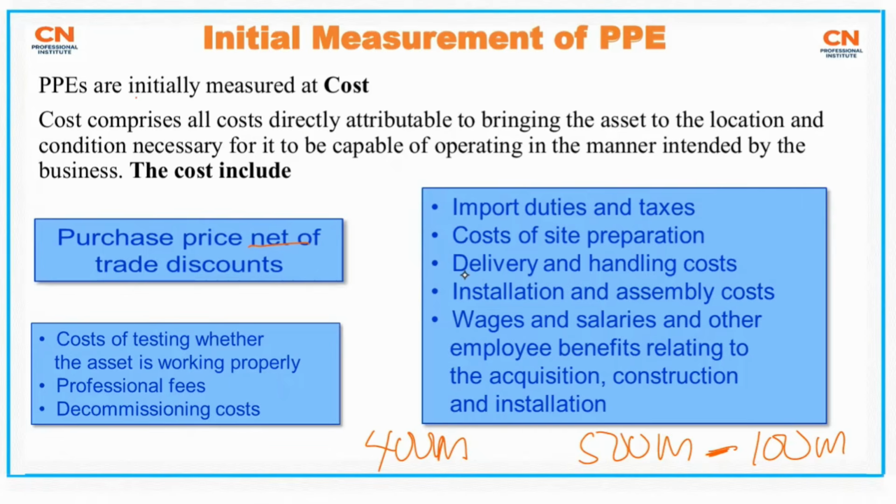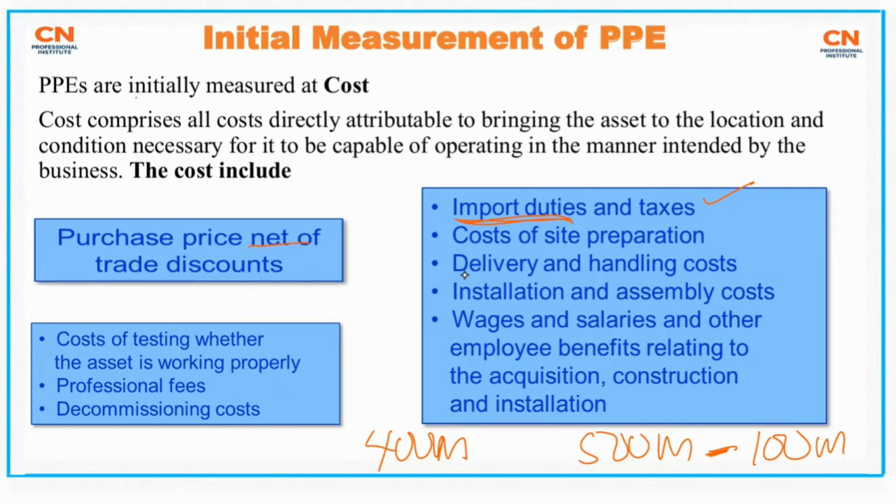Then, so we know we have to add the purchase price net of trade discount, then import duties and taxes. So import duties are also added. So let's say you purchase the PPE from the United States. Okay, you imported it. All duties that you pay at the port, they are added to the cost of the PPE.